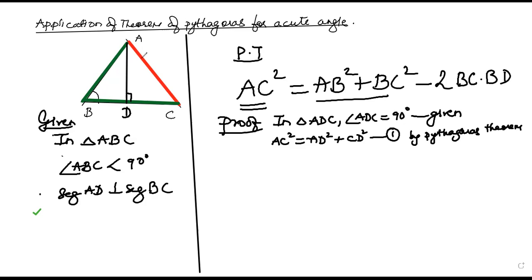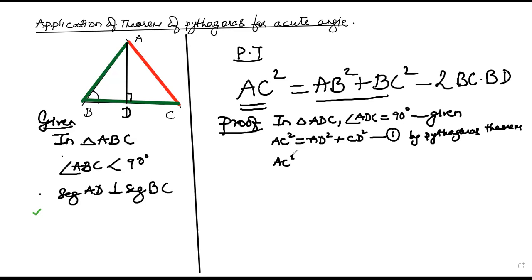So how do you go about it? Listen, AC square you got. AD square is also okay, and CD square is there. So now how do we proceed further? AC square I got. So here, CD we can do something with. CD I can split as BC minus BD.